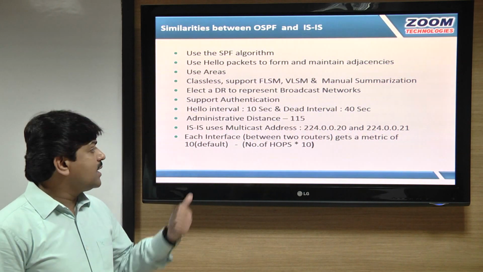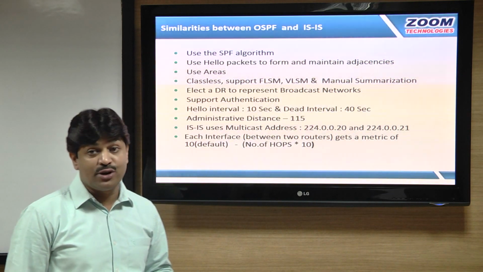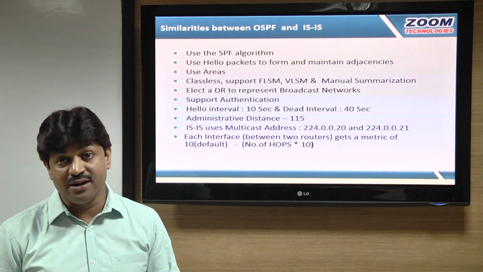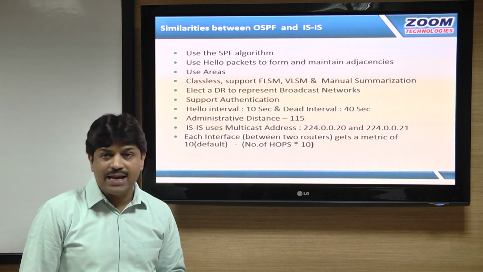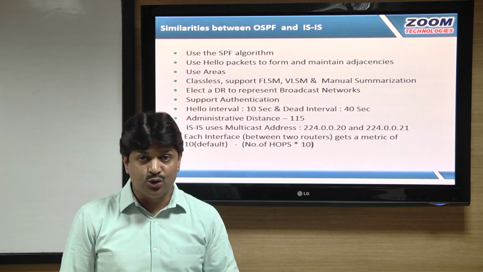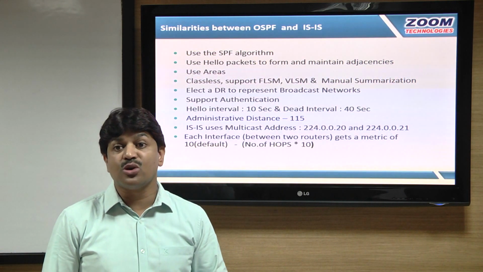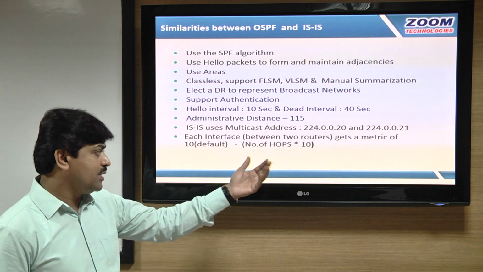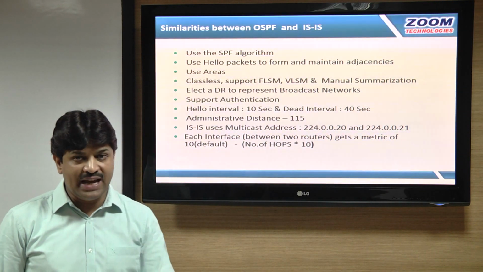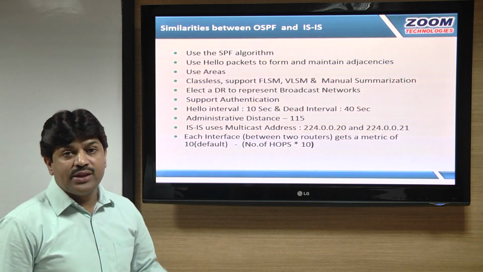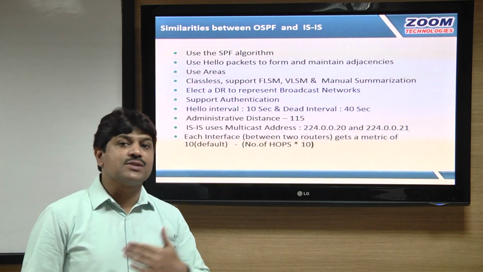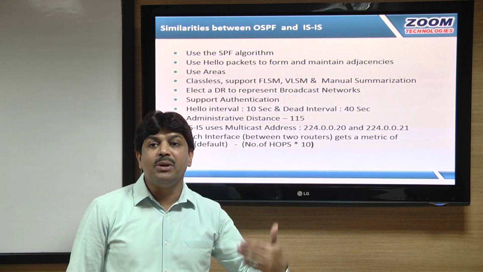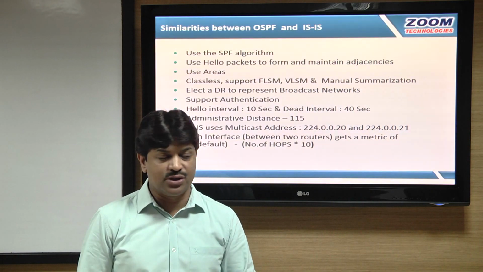The hello interval in ISIS is 10 seconds, and the dead interval is 40 seconds. The administrative distance for ISIS is 150, and it uses multicast addresses 224.0.0.20 and 224.0.0.21. Each interface between routers gets a metric of 10 by default, within a range of 0 to 63. This 10 is multiplied by the number of hops, that is, the number of routers.